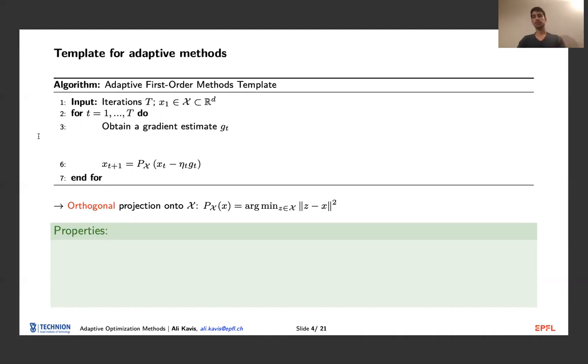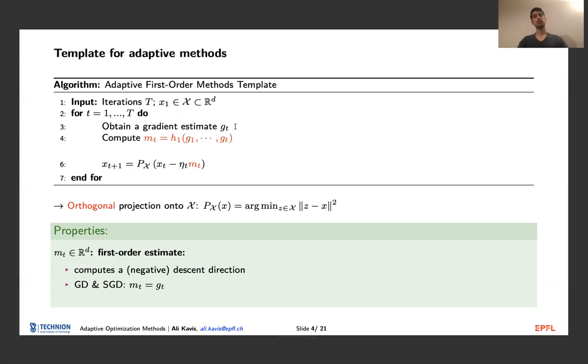So adaptive methods can actually deal with the gradient estimates and also the step sizes in the following way. We introduce MT, which we call the first order estimate. Instead of using the last gradient only, we can use some combination of the history of gradients that we have, so that we're computing a new negative descent direction. And if you look at it, SGD and GD are actually using MT equals GT. They're not considering any previous gradient information while deciding on the descent direction.